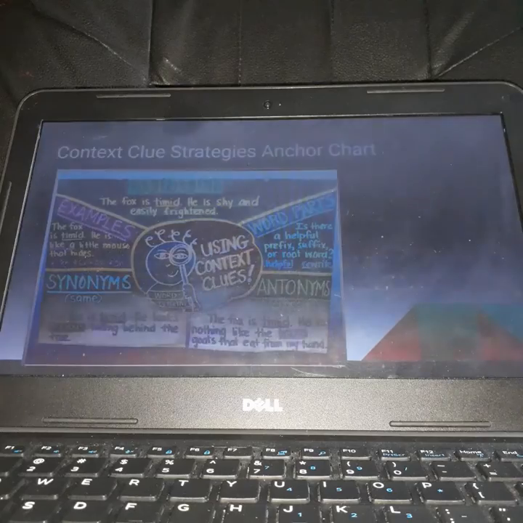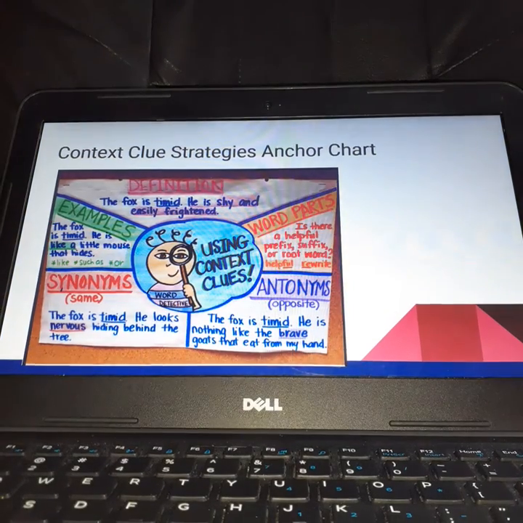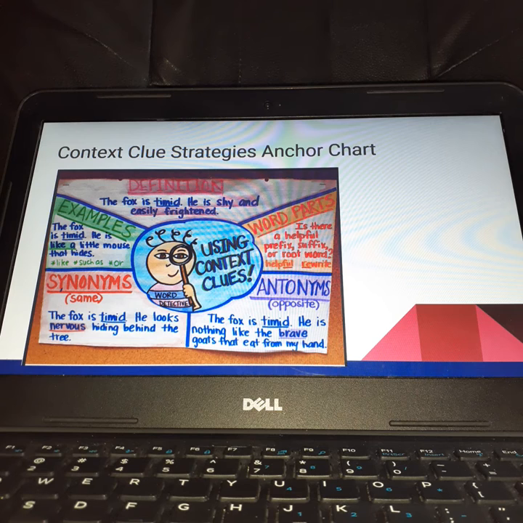Here we have a context clue strategies anchor chart. On the anchor chart, they list some different things that can help us identify context clues. We can use definition, examples, synonyms, antonyms, or word parts. When we're talking about a definition, we can see in our example, it says the fox is timid, he is shy and easily frightened. The word timid is underlined, and then you have shy and easily frightened highlighted and underlined. Well, shy and easily frightened defines the word timid.